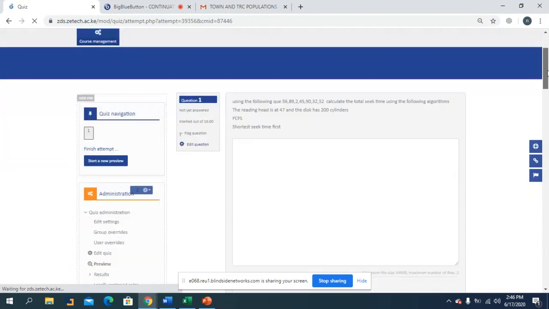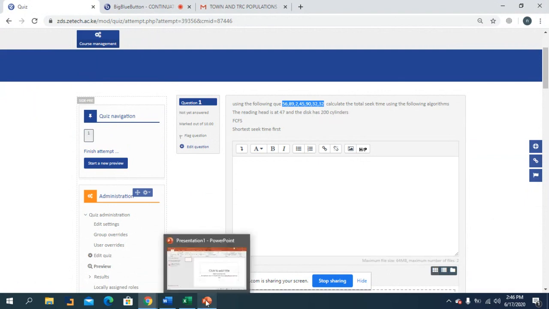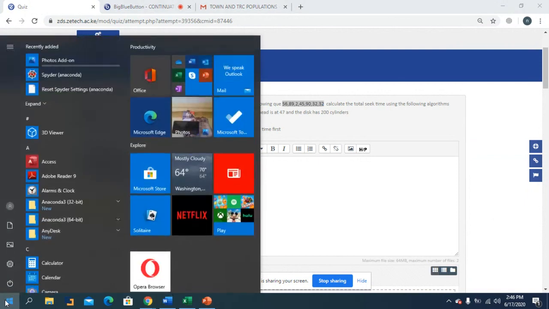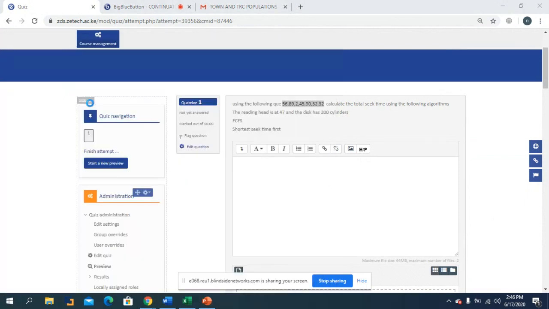So if you look at the question that we had, the question reads: using the following queue, and maybe I can copy this queue, calculate the total seek time using the following algorithm. The reading head is at 47, and the disk has 200 readers. So remember, maybe I can use Paint. That is the best one to use for now.